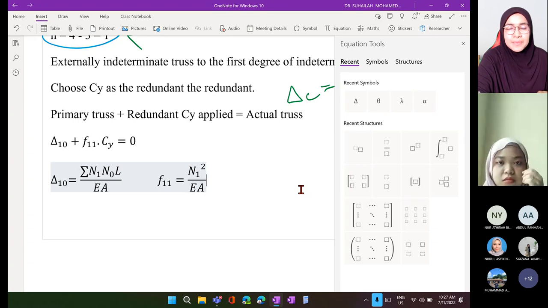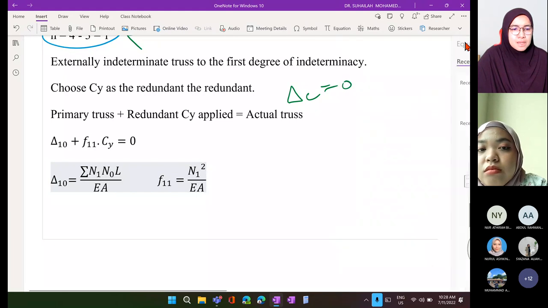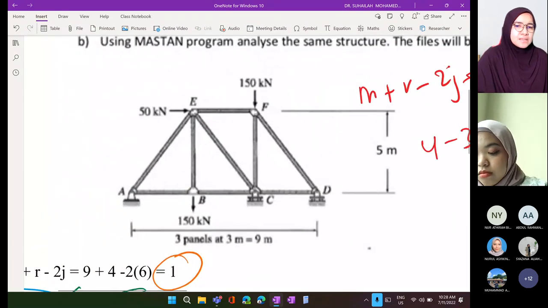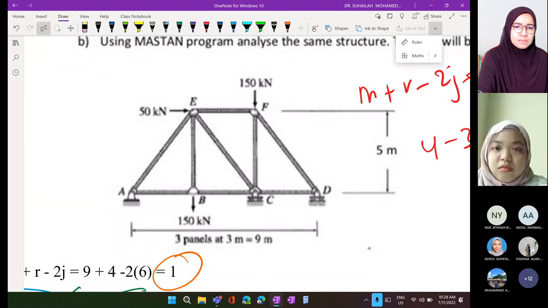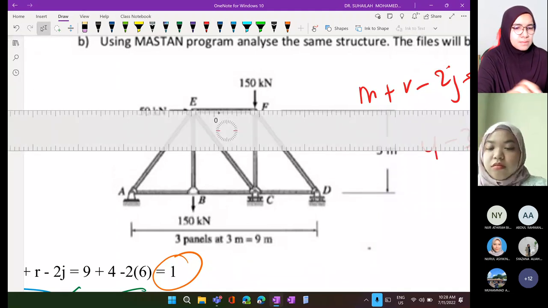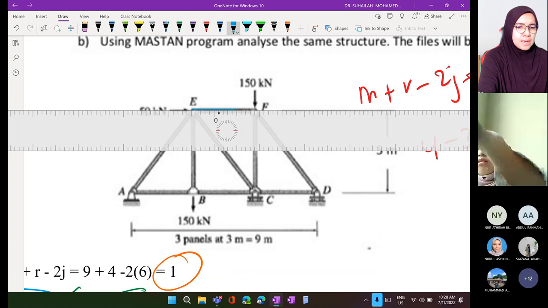The internal forces in truss are member forces, not moment equations anymore. We don't calculate moment in truss. It still has two systems: the primary system, which as always we label as N naught, and the redundant system, which we label as N1. So our task now is to analyze this truss.